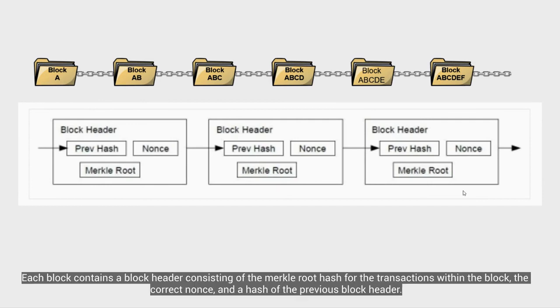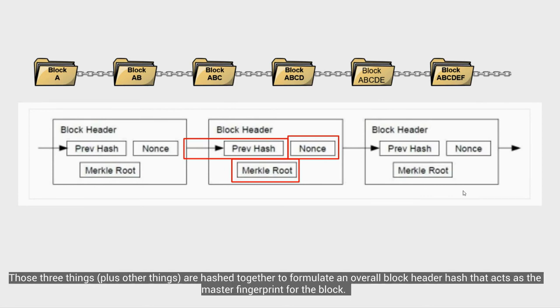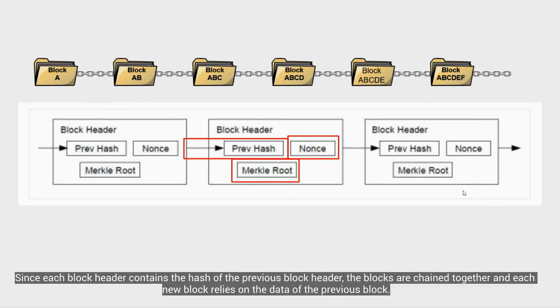Each block contains a block header consisting of the Merkle root hash, the correct nonce for that block, and a hash of the previous block header. Those three things, plus other things, are hashed together to formulate an overall block header hash that acts as the master fingerprint for each block. Since each block header contains the hash of the previous block header, the blocks are chained together, and each new block relies on the data of the previous block.